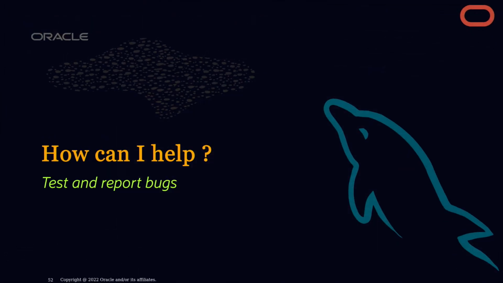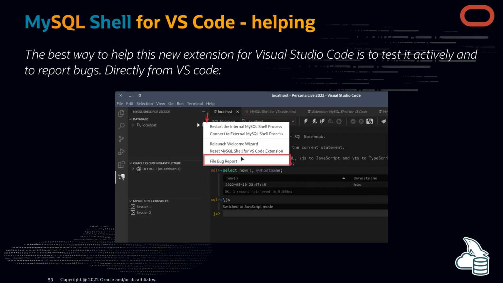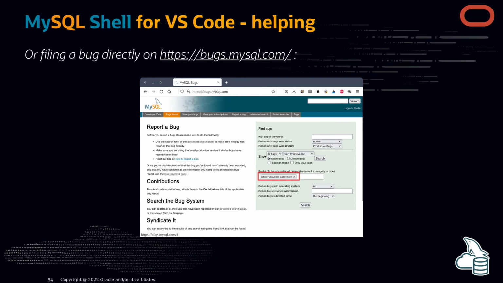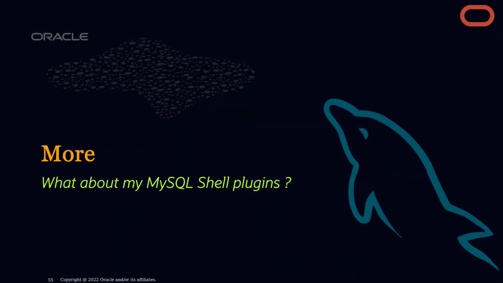So if you want to help us reach GA much faster, you need to test and report bugs, and the extension allows you to directly file a bug report here, and it will fill in all the necessary entries that you need. Or you can go to bugs.mysql.com and file a bug, choosing the Shell VS Code extension. So I encourage you, if you test it and you find bugs, to please submit them to us.